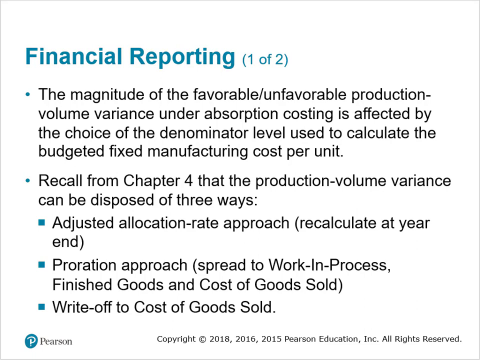Now the production volume variance will be affected by the choice of denominator level used to calculate the budgeted fixed manufacturing cost per unit. Okay, and that's what we're talking about here, the denominator. Remember from Chapter 4 that the production volume variance can be disposed of in three ways. We could use an adjusted allocation rate approach, recalculating at year end. It could be prorated and go to work in process. It could be written off to cost of goods sold. Okay, those are all options.